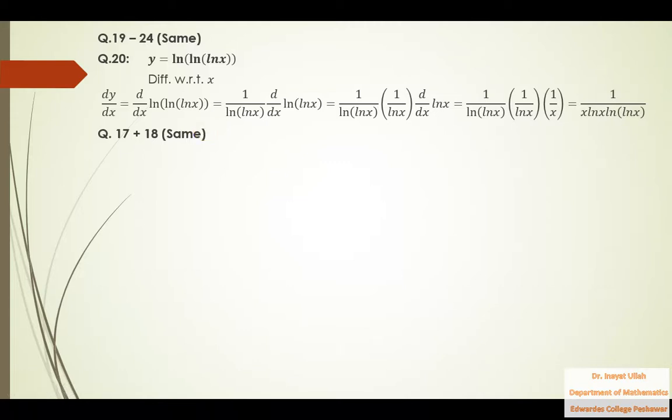Now question number 17 and 18 are the same. In question number 17 and 18, simple log is used. Whenever there is simple log, it means that the base of this log is 10, and whenever the base of a log is 10, that is called common logarithm having base 10. The log having base 10 is called common logarithm, and that is a category of general logarithm.